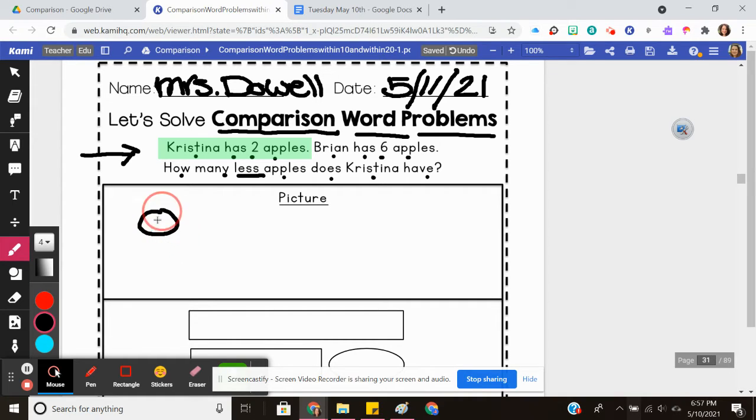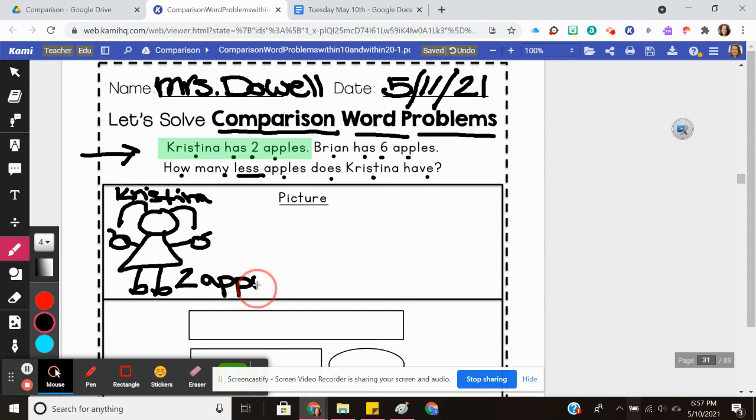So I'm going to draw a picture of Christina. Here's Christina. And Christina has pigtails. And she's got 2 apples. So I'm going to draw a picture of an apple here. And then I'll draw a picture of an apple here. And then I'm going to also label it Christina. And then I'm also just going to put that she has 2 apples. So I think I've represented this first part accurately. Christina has 2 apples. I see Christina and she has 2 apples.